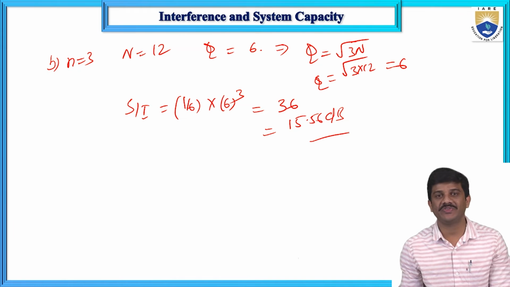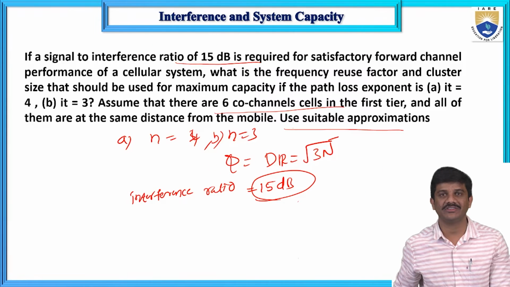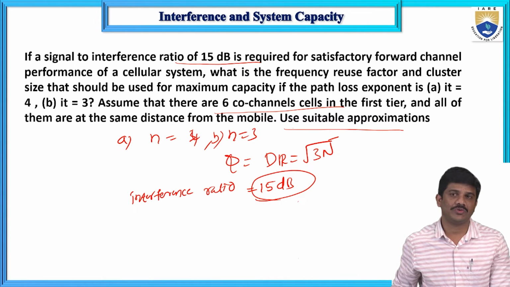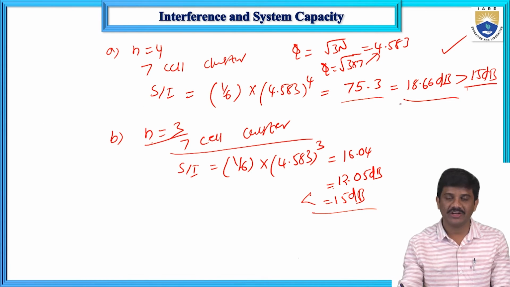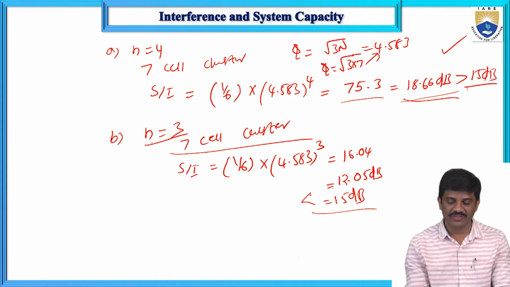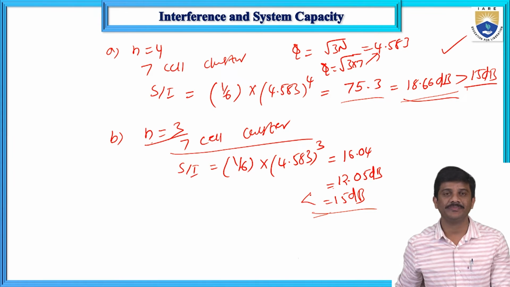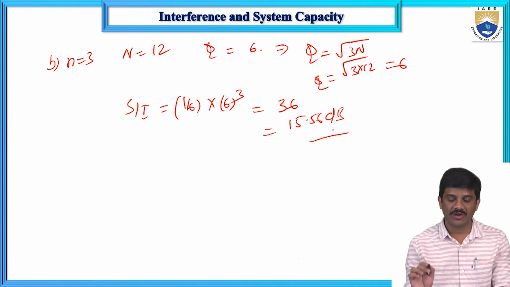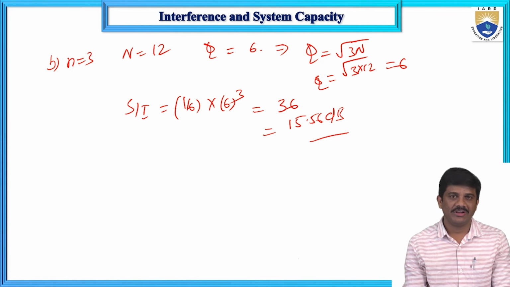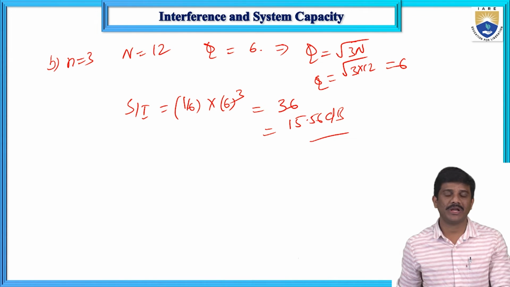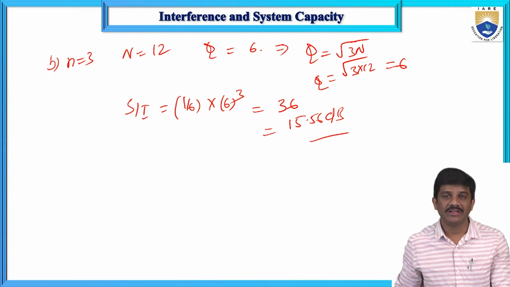Okay, this is satisfactory to the given required signal to interference ratio. There you can see 15 dB. Here the first case it is satisfactory. Coming to the second case, not satisfactory. Coming to here, the 15.56 dB is satisfactory to the required signal to interference ratio. Okay, this is a problem we have to find out in the co-channel cells.